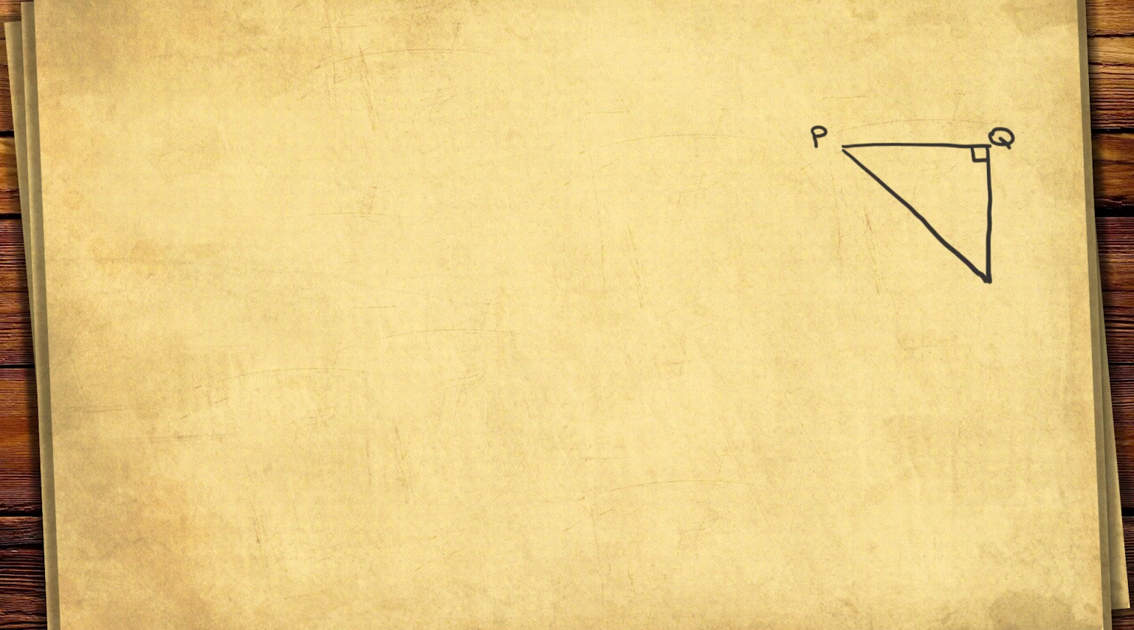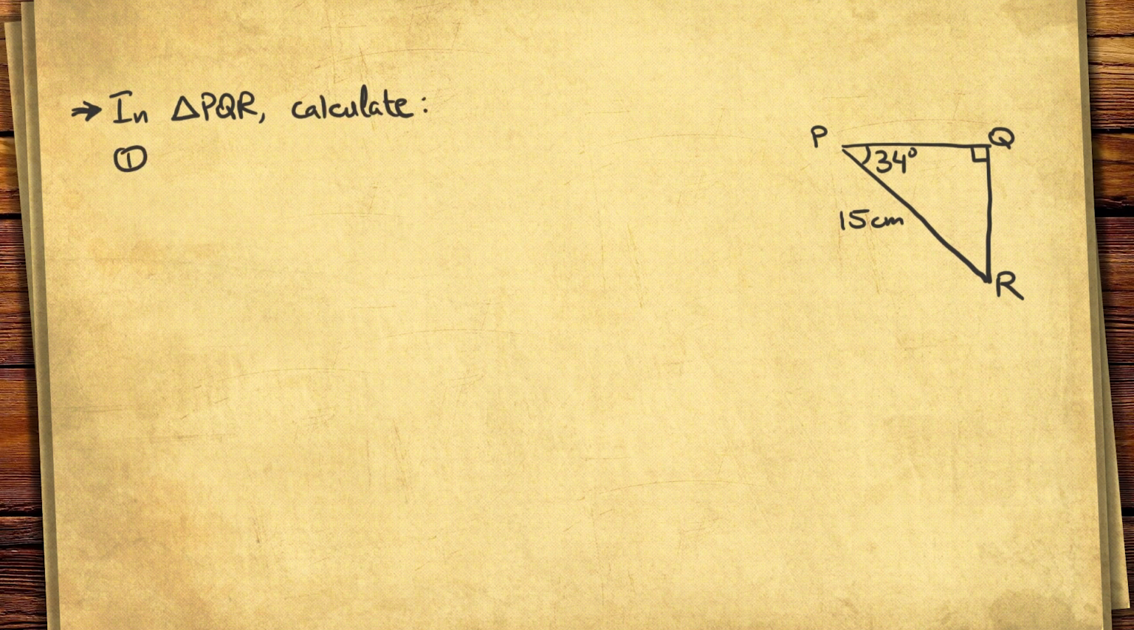The first problem gives us triangle PQR, and it tells us to calculate the length of side PQ, that is this side between P and Q. Now first of all, this is the 90-degree angle, so mark the side opposite to it as the hypotenuse, capital H. Now you have to calculate the length of the side PQ, that is this side between P and Q.